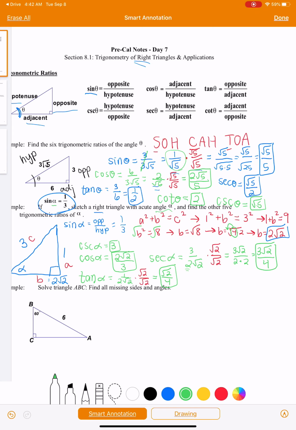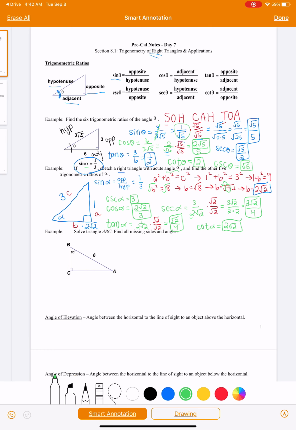Okay, and then I need to find the last one, cotangent. That is just tangent flipped around. So I'm going to flip it around from the beginning before I got rid of my square root symbol in the denominator. So 1 over 2 root 2, that's what I'm going to use to flip. That'll give me 2 root 2 over 1, or in other words, just 2 root 2. All right, guys. Let's move on to the next example.